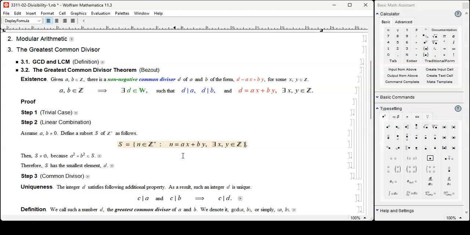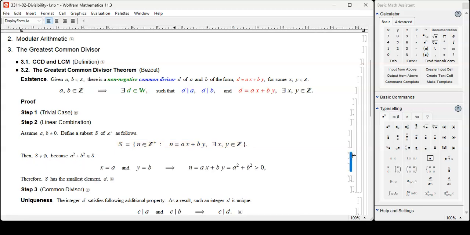So let's prove this is non-empty. Let's find an element there. How can I find an element? One way is to put x equal to a and y equal to b. Then what do you have here? A times a, b times b, so we have a squared plus b squared, and that's greater than 0. Remember, both a and b are non-zero, so a squared plus b squared is positive. So we found at least one element in S. In other words, this is non-empty, so there has to be a smallest element, the minimum.